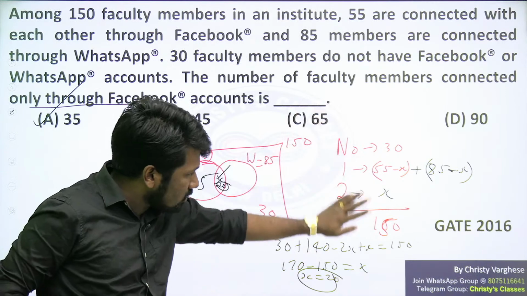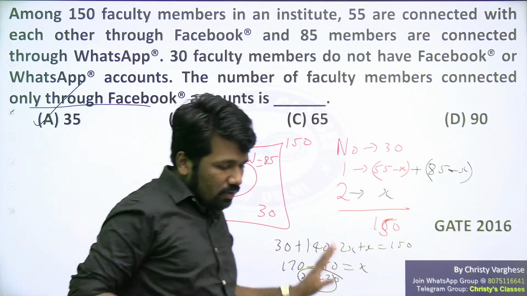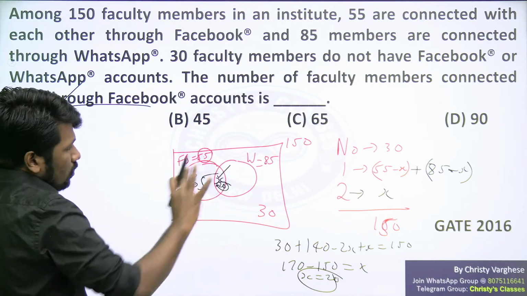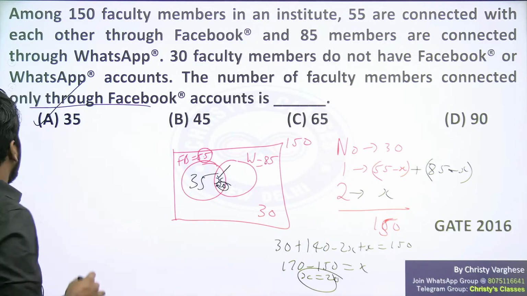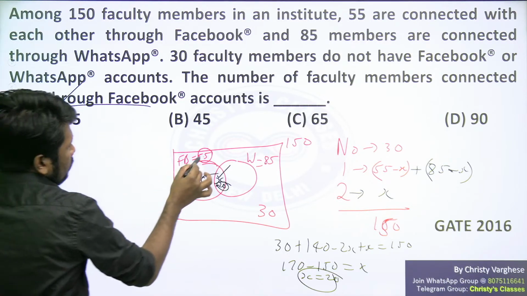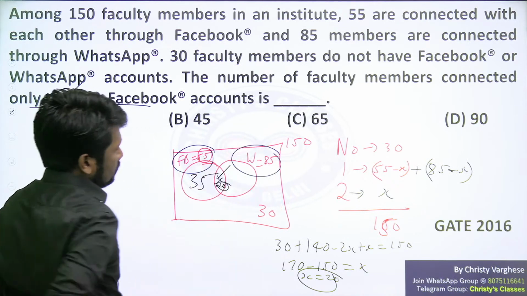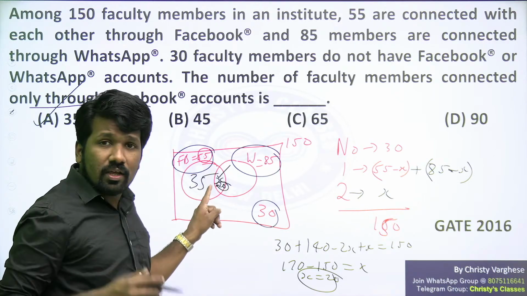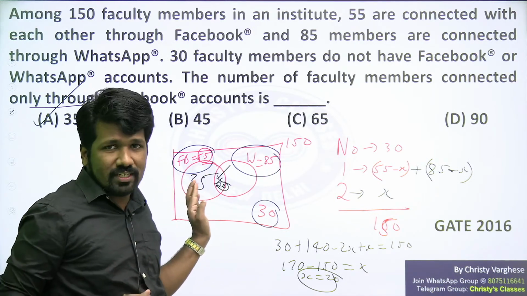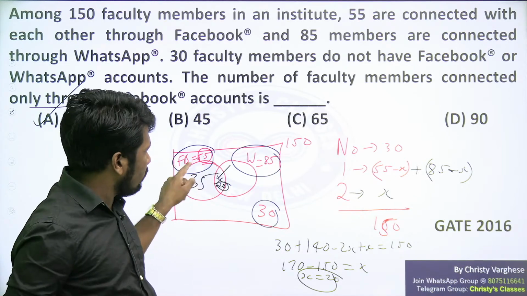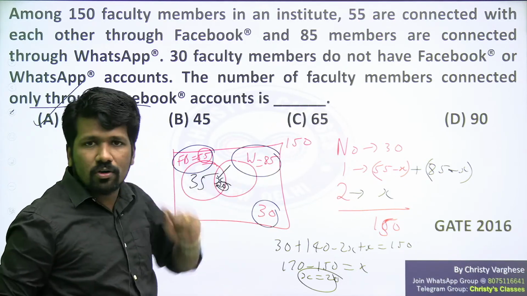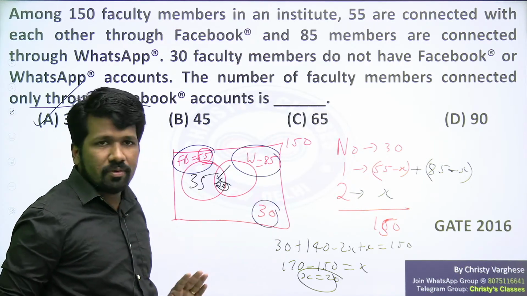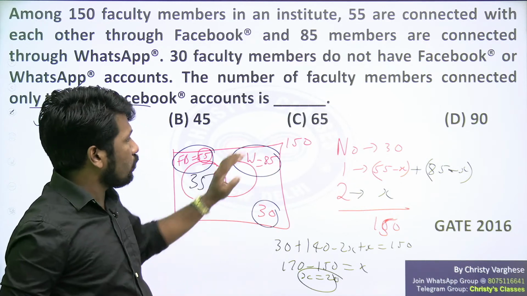Okay, now how can we speed up? I just explained this systematically so that you get an idea of what the different elements are. But once you understand this concept, you can do it faster. You just have to look at 55 Facebook, 85 WhatsApp and 30. When you add it up, if the intersection is empty, if these are disjoint sets, definitely 55 plus 85 plus 30 will be equal to 150, isn't it? That is Facebook using people, WhatsApp using people, no social media using people adding up to 150.